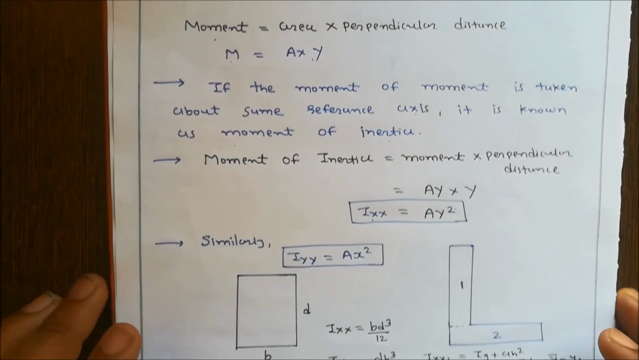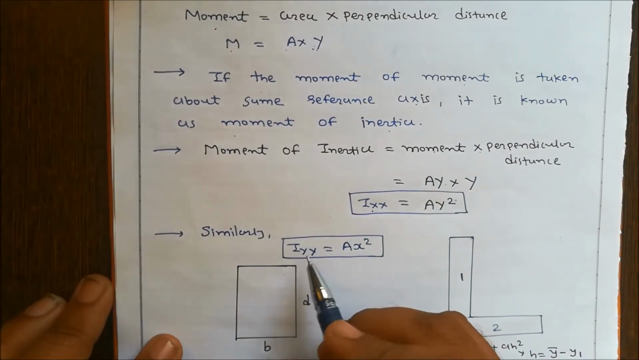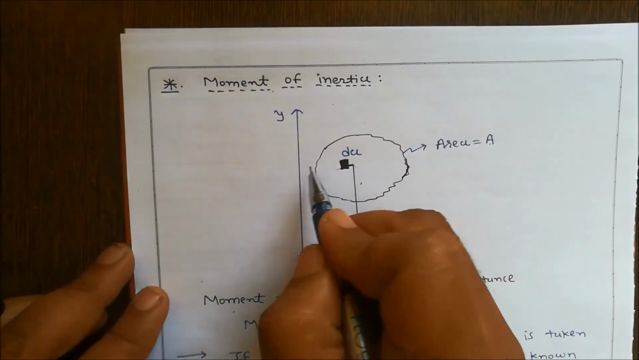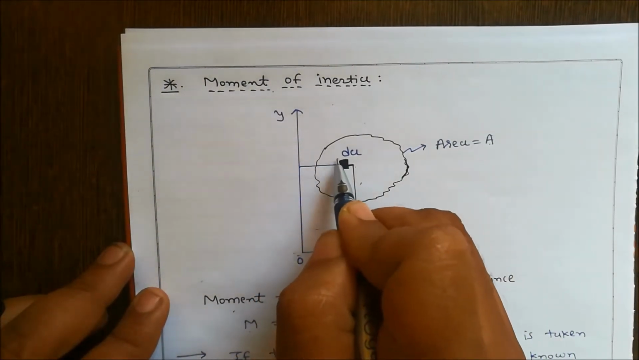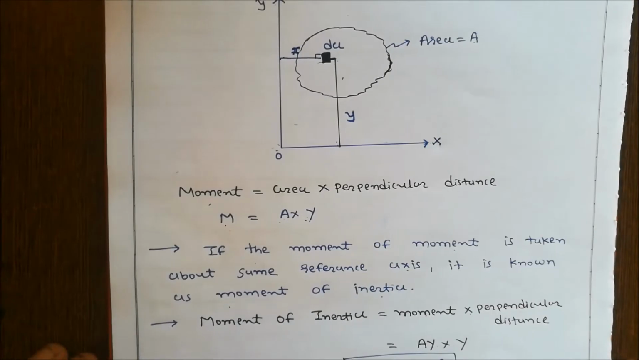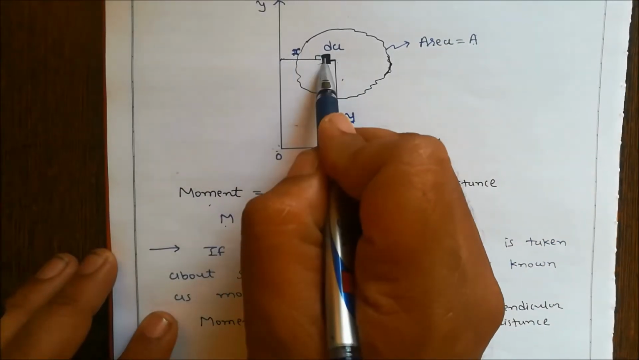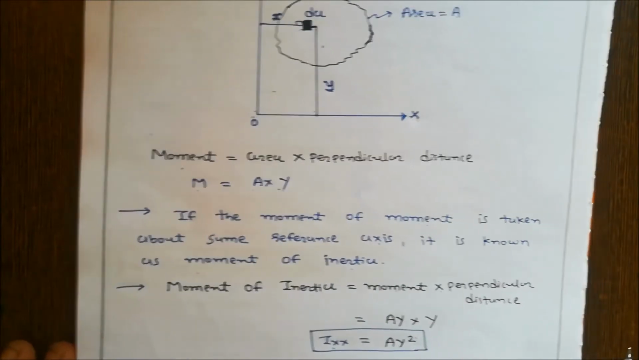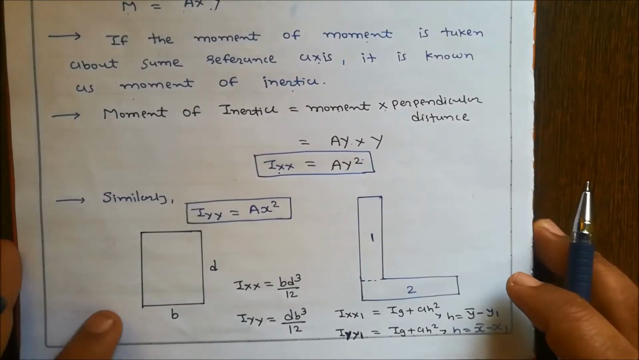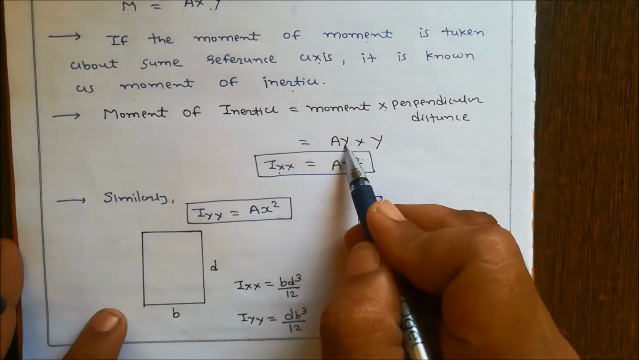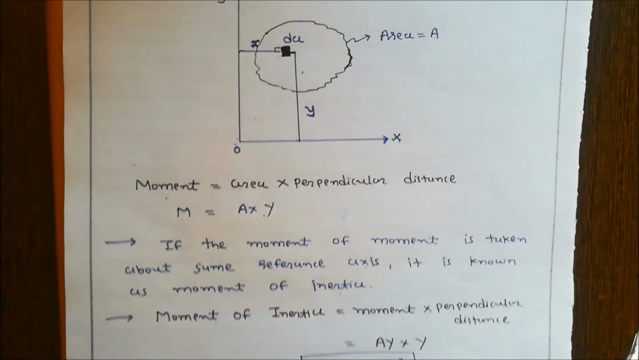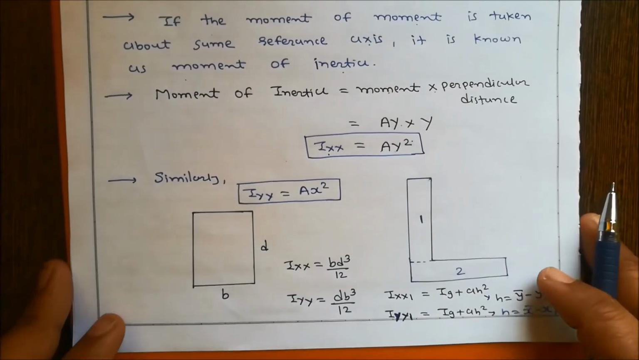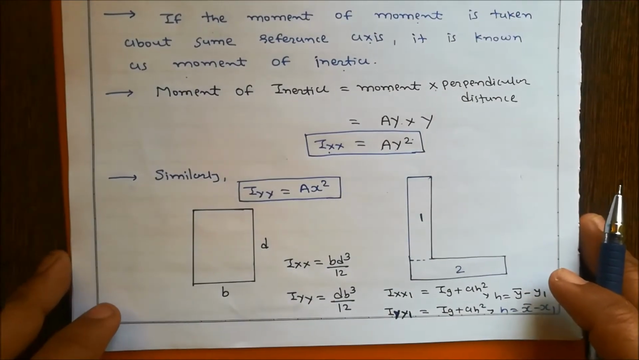Similarly, we can find moment of inertia about the yy axis. For example, from the yy axis, perpendicular distance is x. So first moment is A into x, and moment of inertia means second moment of area, so moment multiplied by perpendicular distance. A into x multiplied by perpendicular distance from the yy axis, that is x. So moment of inertia about the yy axis is A x square.